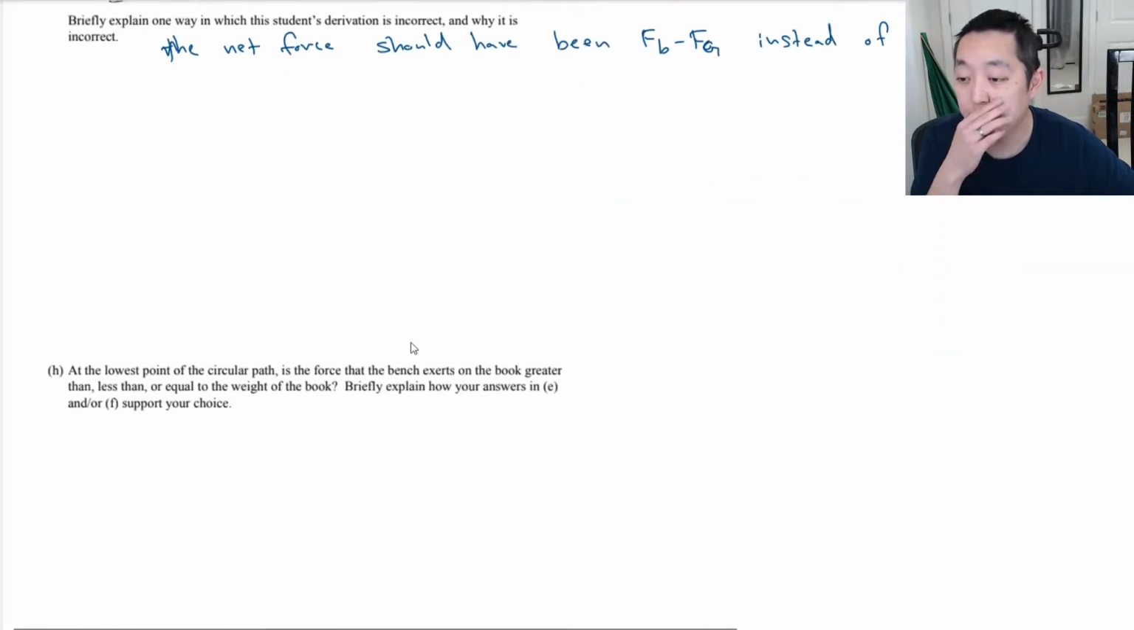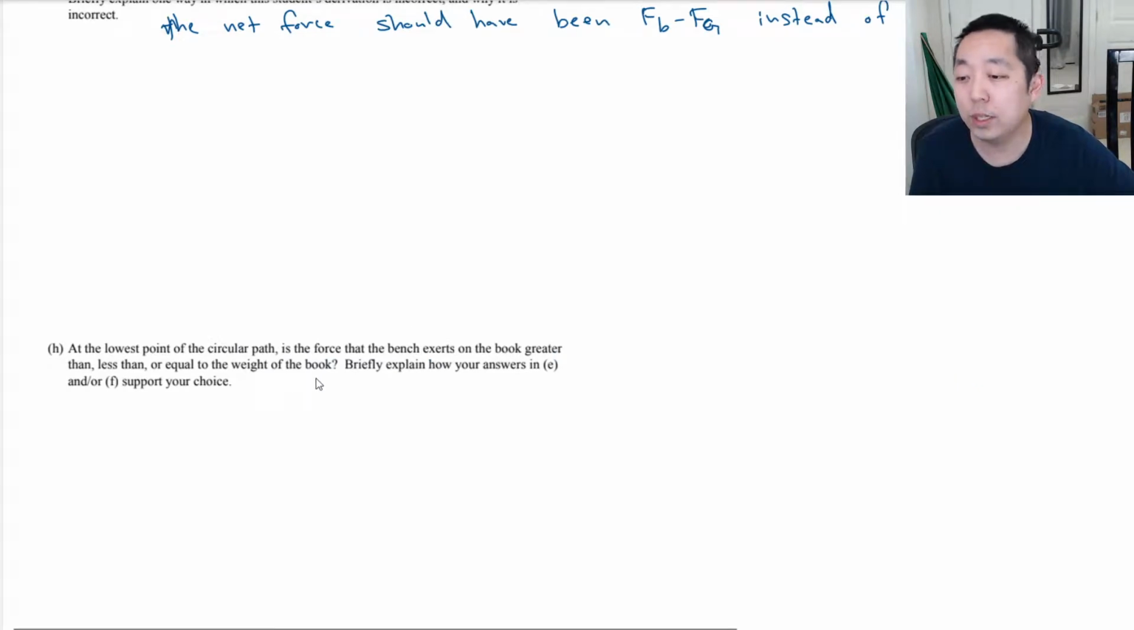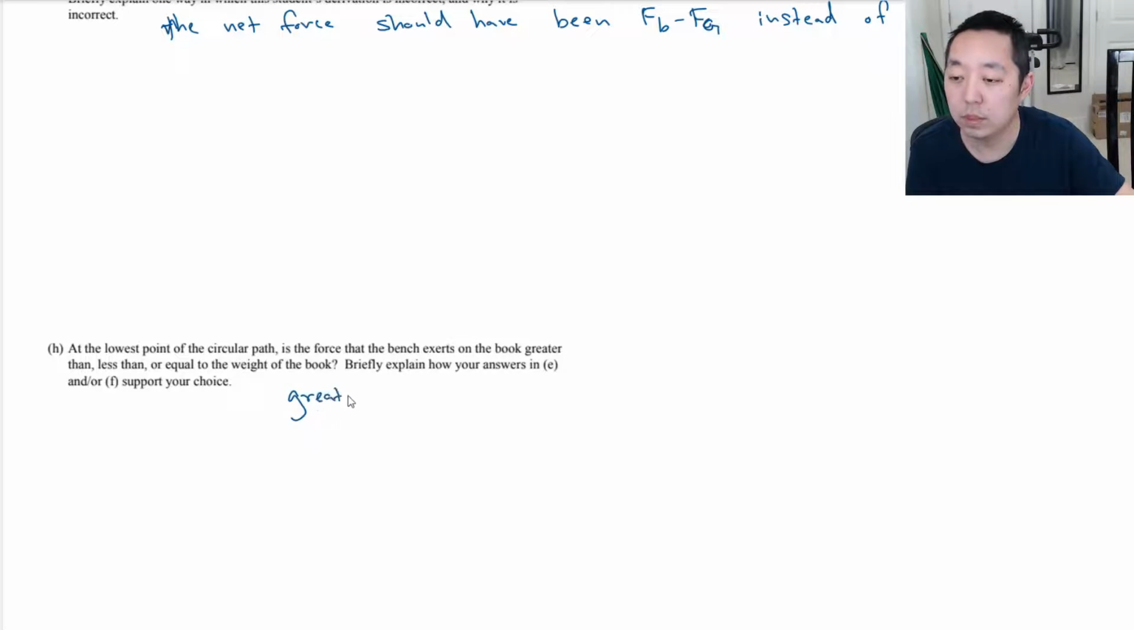At the lowest point of the circular path, is the force that the bench exerts on the book greater than, less than, or equal to the weight of the book? Must be greater, because the net force is upwards.